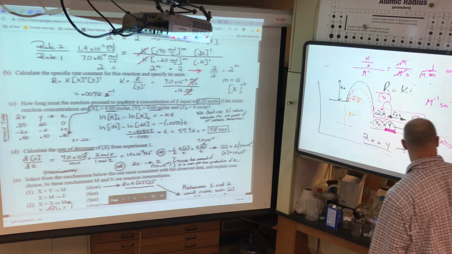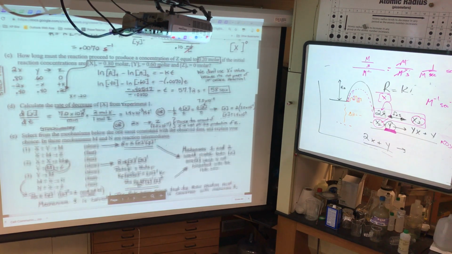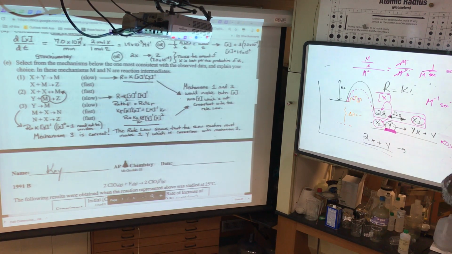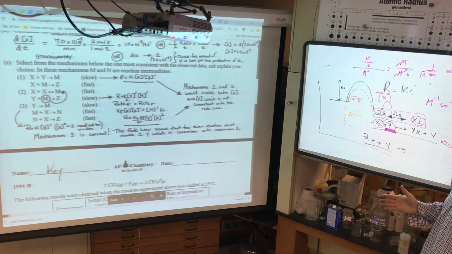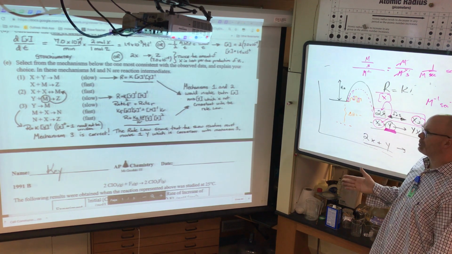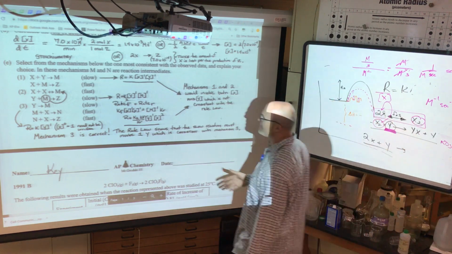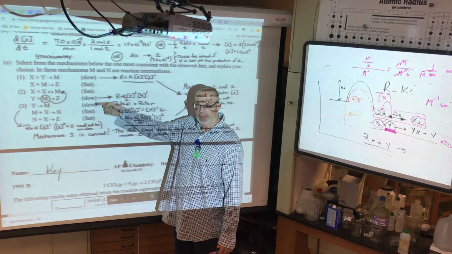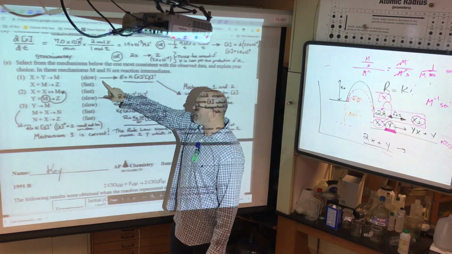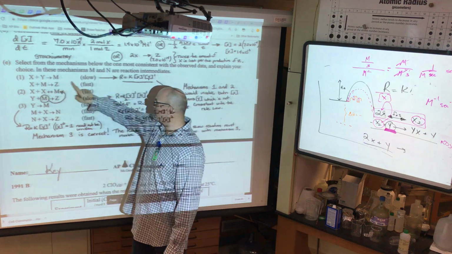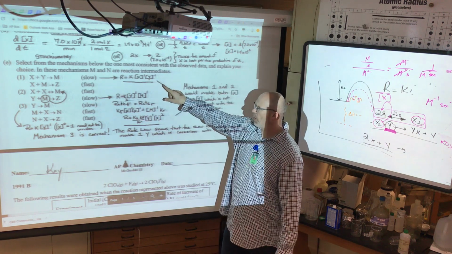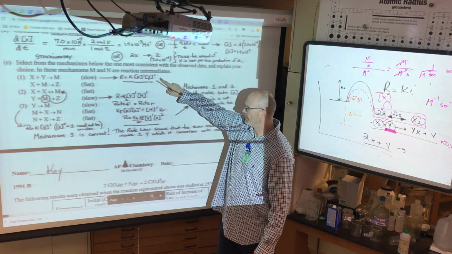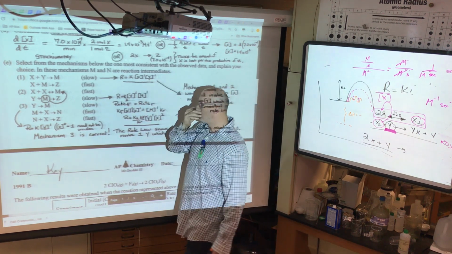Hey, look at E. So which mechanism is most appropriate? Now, we did this yesterday, but they told you who was slow. So the slow step, the orders become the what? Exponents. 1 to 1. But what did we get? Didn't we get Y? Who was 0? Y? So this wouldn't work.